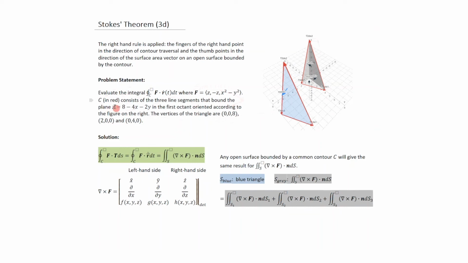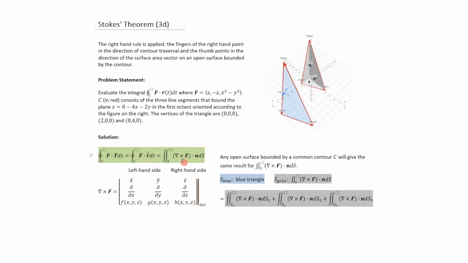C is a contour in red. It consists of 3 line segments that bound this plane. This plane is this blue thing that you see here, and the vertices of the triangle are given. Then the solution would be invoking Stokes theorem. Here's your closed contour integral. This is the actual way you would do the calculations involving parameterization if we're dealing with a parameterized curve rather than an explicit curve.